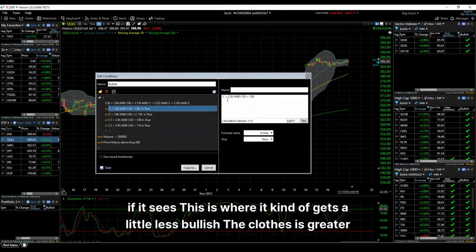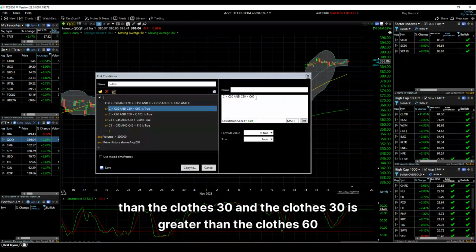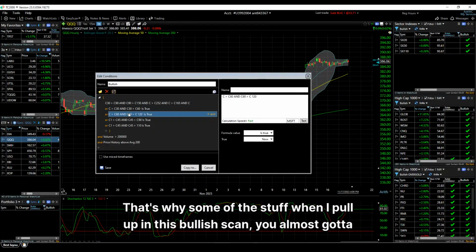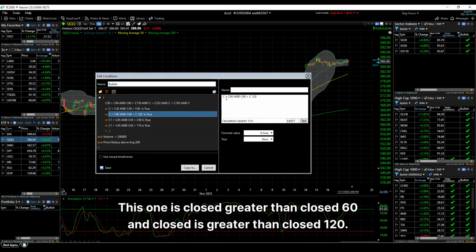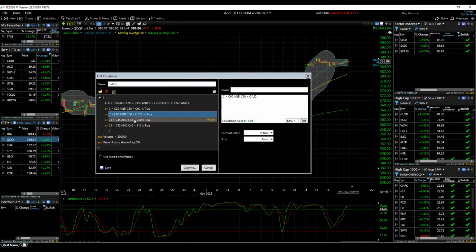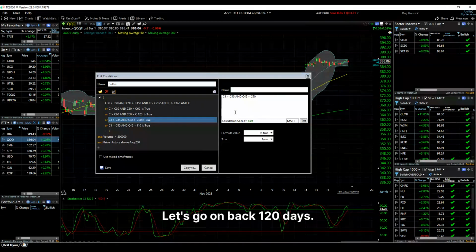Or if it sees, this is where it kind of gets a little less bullish: the close is greater than the close 30, and the close 30 is greater than the close 60. That's only going back 60 days. That's why with some of the stuff that pulls up in this bullish scan, you almost got to look at it and decide for yourself. This one is close greater than close 60, and close 60 is greater than close 120. Let's go back 120 days.